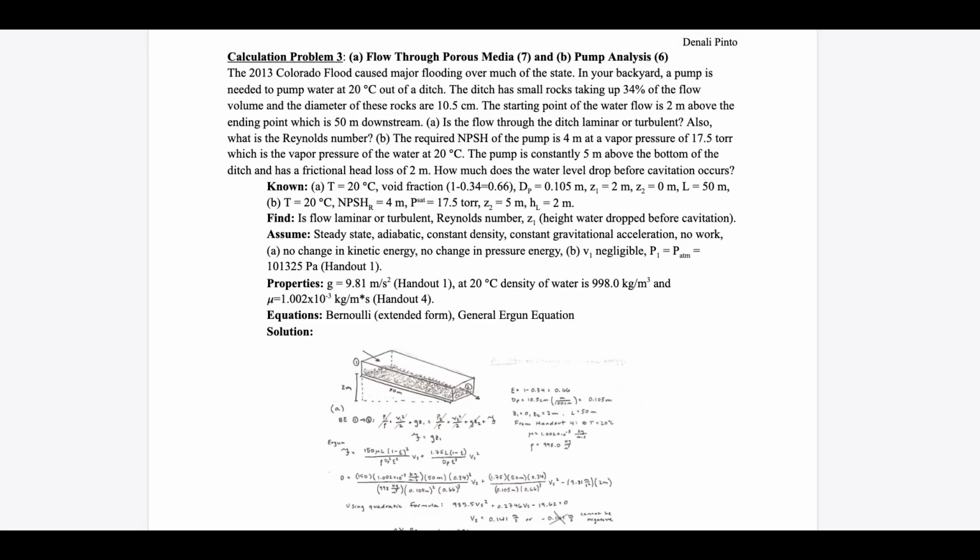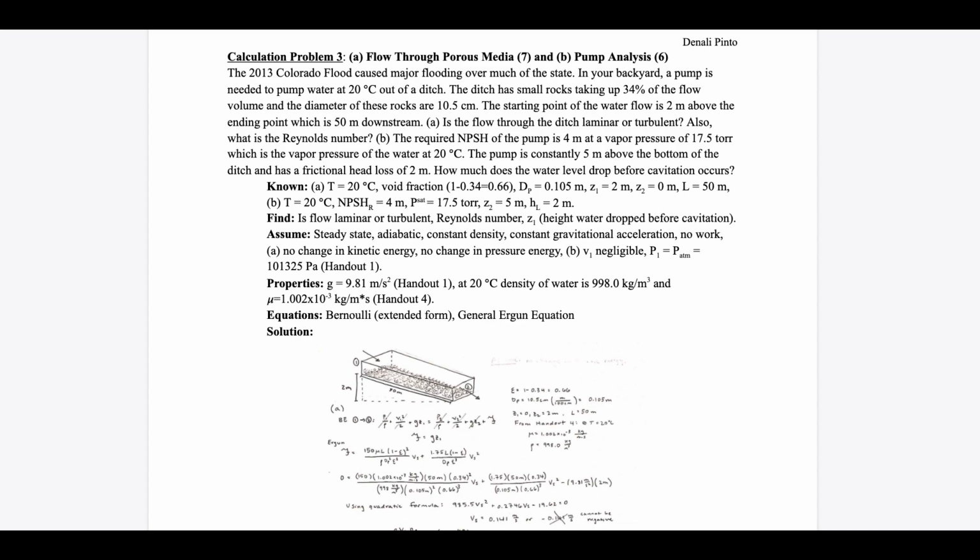For this calculation problem, topics 7 and 6 will be addressed. Part A will cover flow through porous media, and Part B will cover a pump analysis problem. In Part A, the extended form of the Bernoulli equation is first used to find what the friction loss term is equal to.